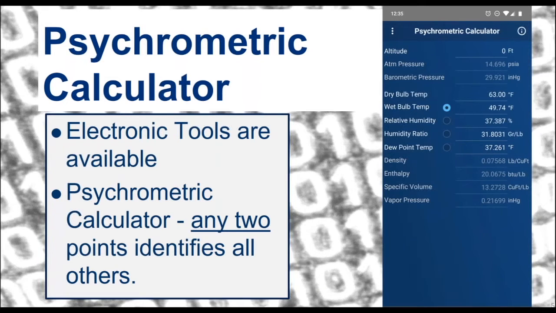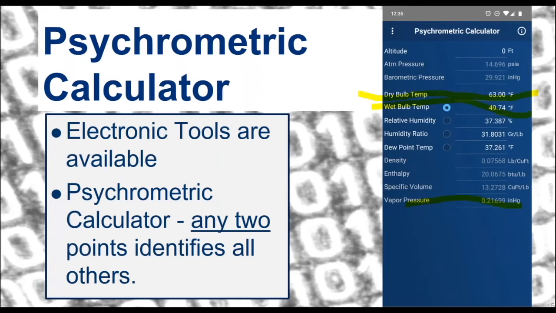So if we type in the ones we know, in this case 63 degrees, and then a wet bulb of 49.74, it gives us all the other conditions: relative humidity, the humidity ratio in grains per pound, dew point, and vapor pressure, and so on. So that is the phone app. It is free. You can download it on any app store.